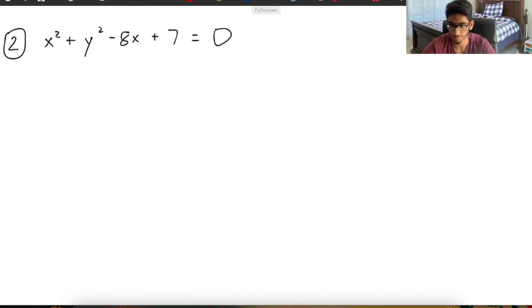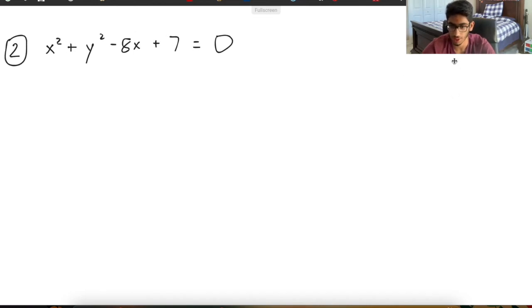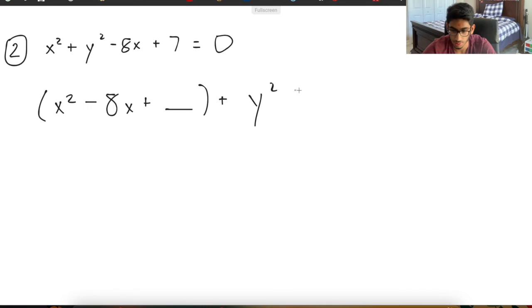Alright, so right here we have x squared plus y squared minus 8x plus 7 equals 0. This is another equation that is in general form, and we're trying to convert it into standard form. So like in the previous example, we want to group the x together. So x squared minus 8x plus a little blank, plus y squared equals, move the constant over, -7. And since there's only one y term, there's nothing else to group with, so we just keep it by itself.